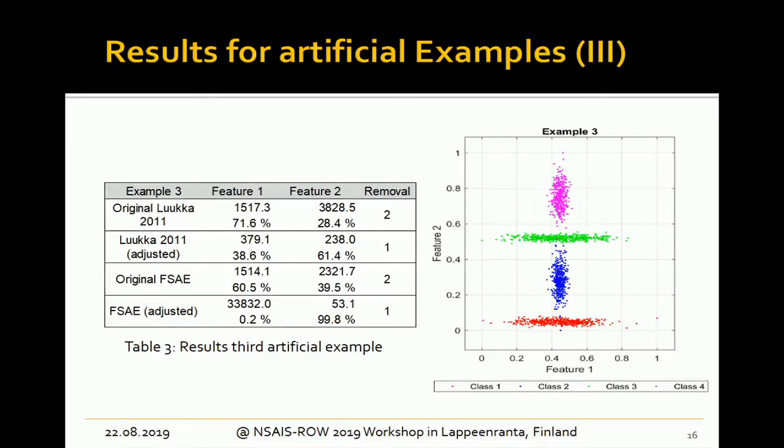But the original algorithm, we're not surprised, makes the mistake because of the similarity values. The adjusted one, just looking at the similarities, doesn't make that mistake anymore, because, of course, this one has much more variance than this direction.